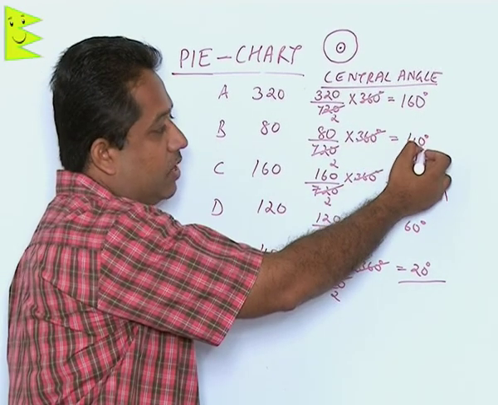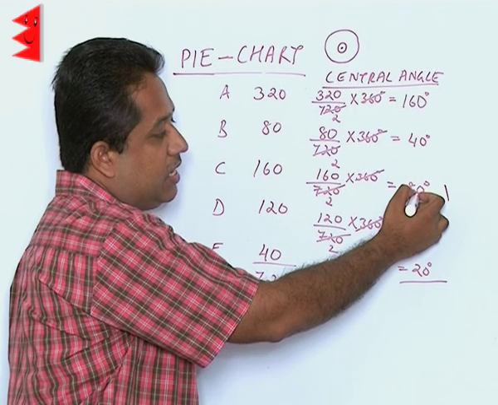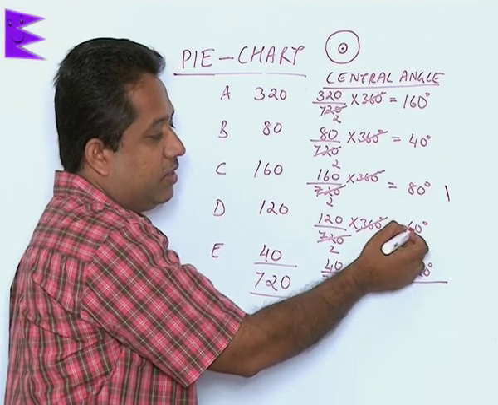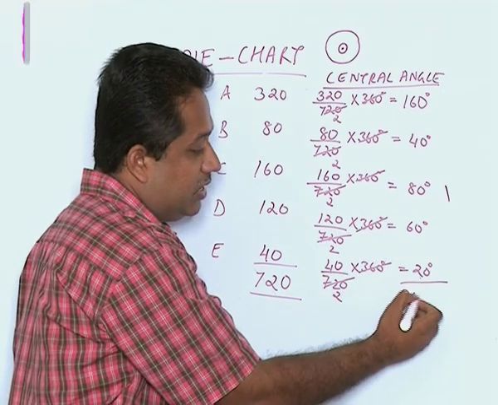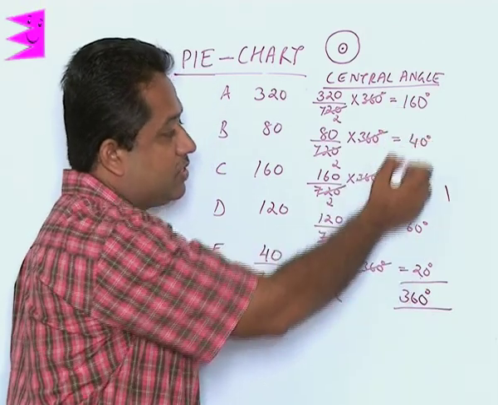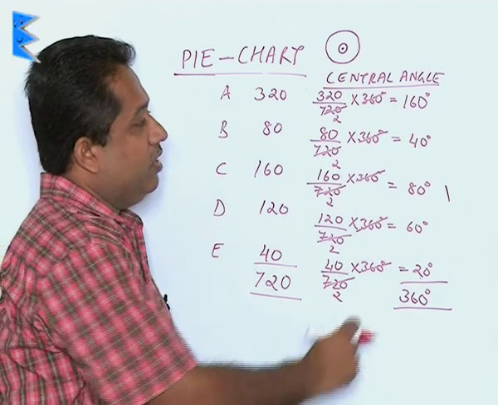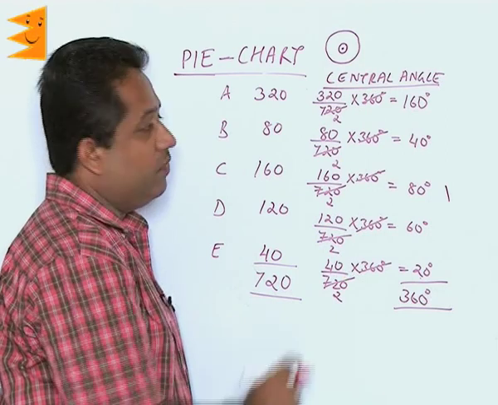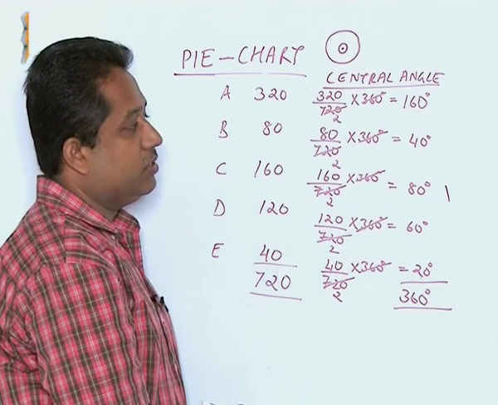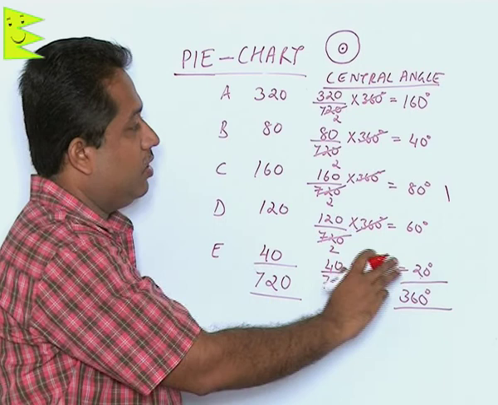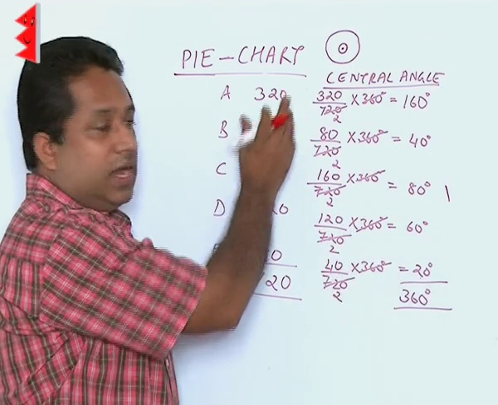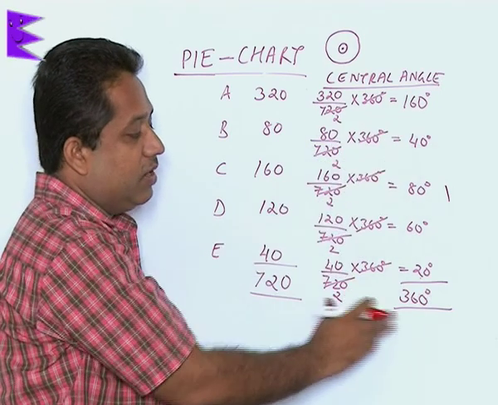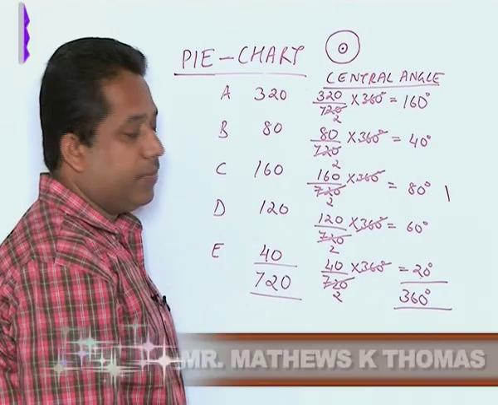160 and 40 gives 200, plus 80 gives 280, plus 60 gives 340, and 20 more becomes 360 degrees. Always the total of the central angle should be 360. If the central angle is not 360, it means that there is an error. So, we will have to redo or recheck the calculations. Now, once we have got this table of the items and the total sales which were already given and the central angle which we calculated, we are in a position to draw the pie chart.